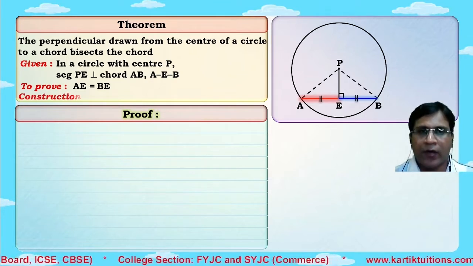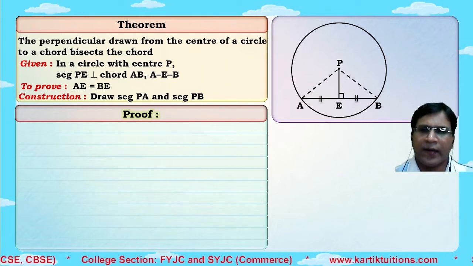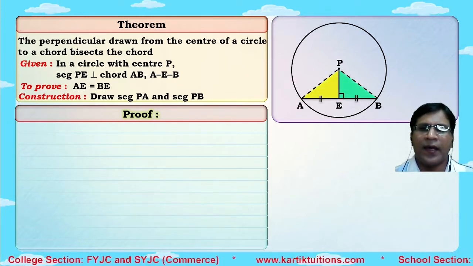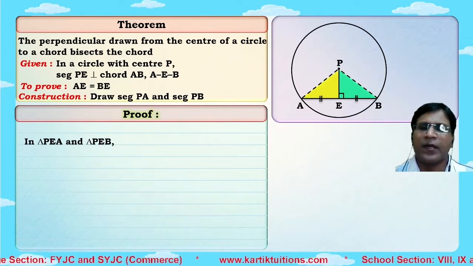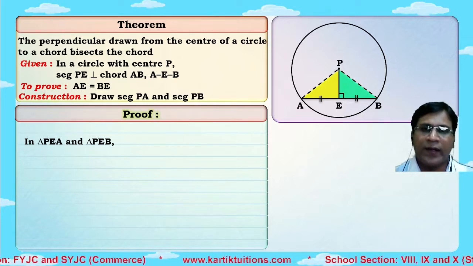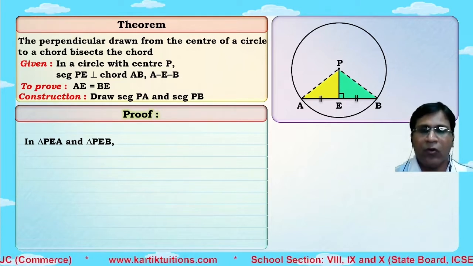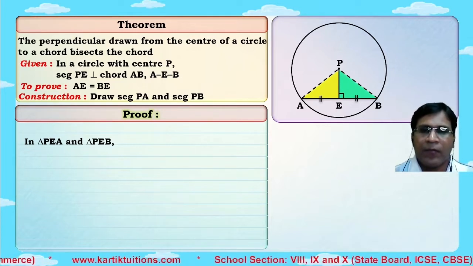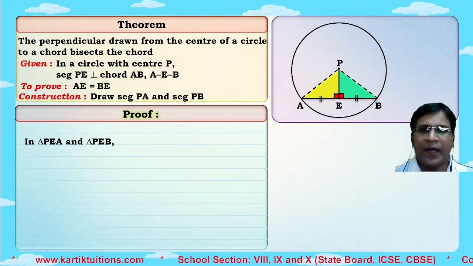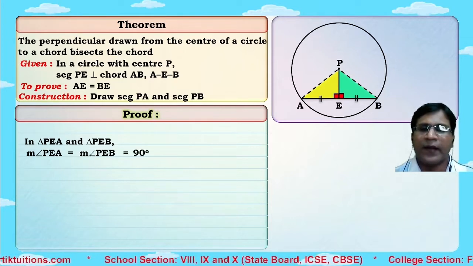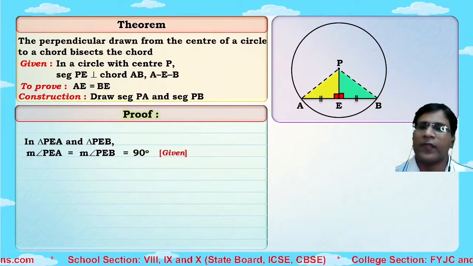Now if you observe, we get two triangles. Which are the two triangles you get? You get triangle PEA and PEB. Now first of all, what type of triangles are they? They are right angle triangles. So since both are right angle triangles, measure of angle PEA has to be equal to measure of angle PEB, which is equal to 90 degrees. Why? Each angle is 90 degrees.